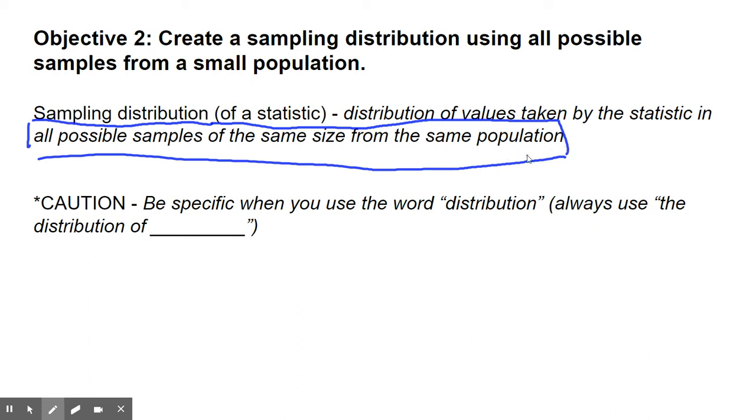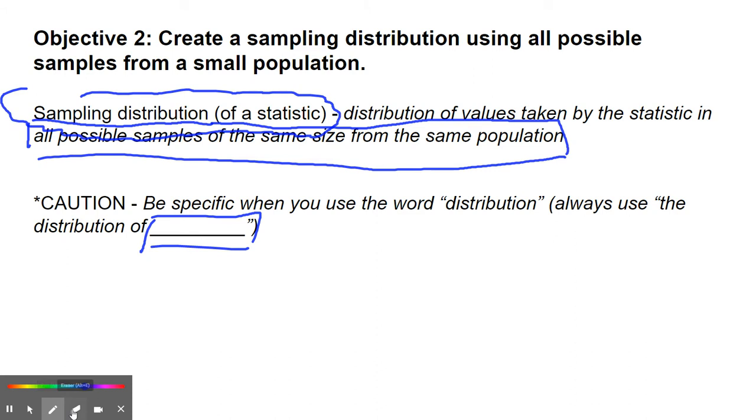That's a sampling distribution. Now, notice here, even when we named it sampling distribution of a statistic, caution, be specific when you use the word distribution. Always use the distribution of and then whatever the statistic is: the sample mean, the sample proportion, the sample standard deviation, the sample median, the sample IQR, whatever you're measuring, the sample blank. Okay? Be aware of that.